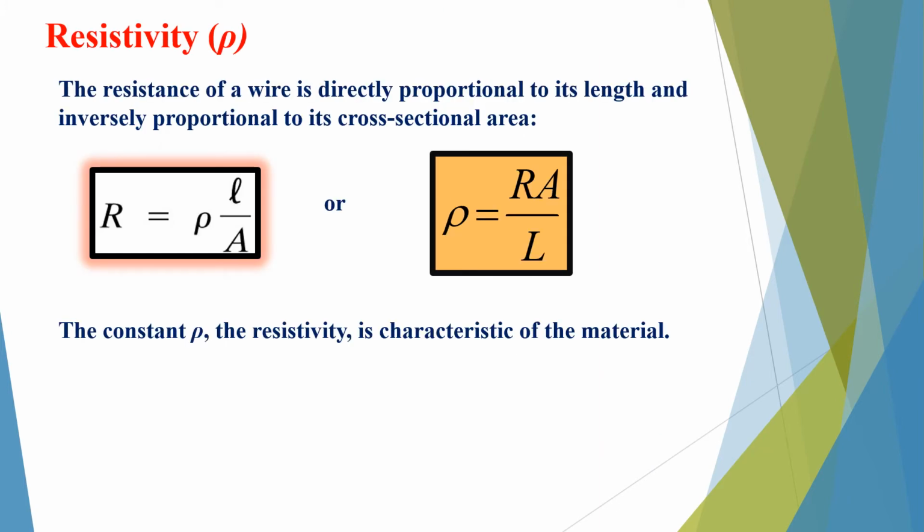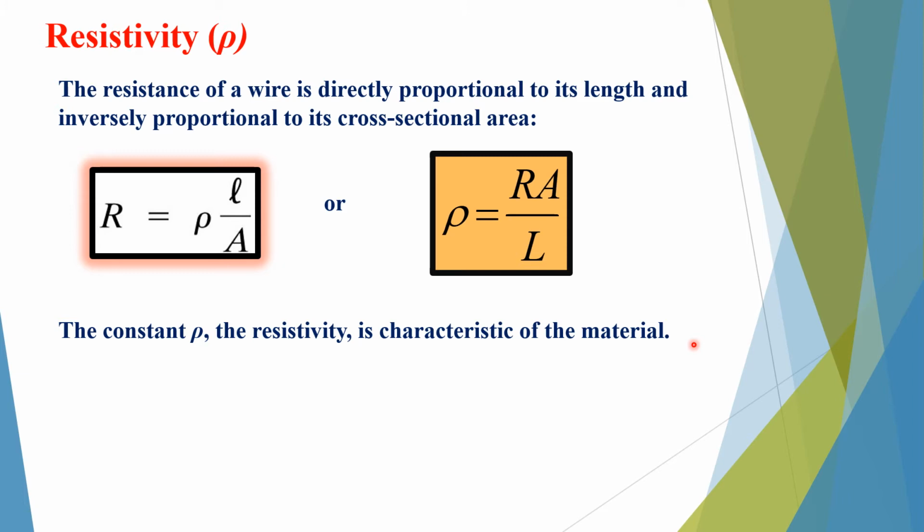Now coming towards our today's topic, resistivity. Resistivity is inherent property of a material. The resistance of a wire is directly proportional to its length and inversely proportional to its cross-sectional area. R is equals to rho L upon A. So by rearranging this formula, we can have resistivity rho is equals to R into A divided by L. The constant rho, the resistivity, is characteristic of the material. It is inherent property of the material.